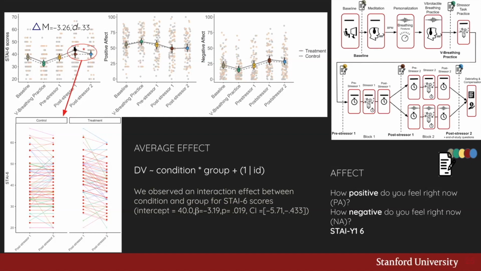The results show that the treatment group experienced a drop in anxiety from post-stressor 1 to post-stressor 2 compared to the control group. We ensure that from pre-stressor 1 to post-stressor 1, though, there is no interaction effect between condition and group. So the nodes being apart from each other at post-stressor 1 over here is not due to an effect, because till the end of post-stressor 1, both groups went through the same procedure.